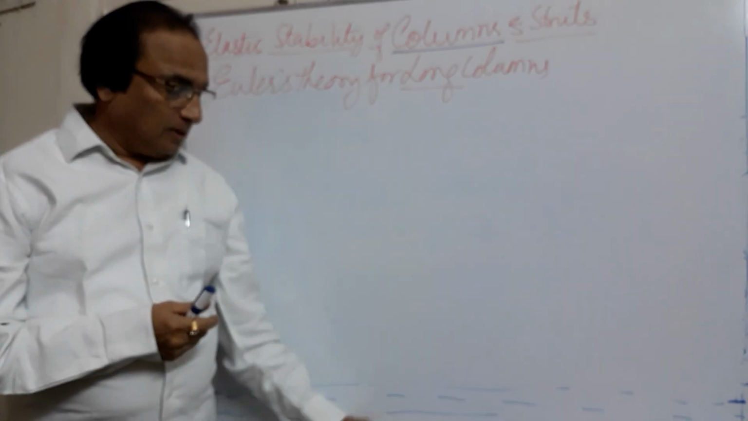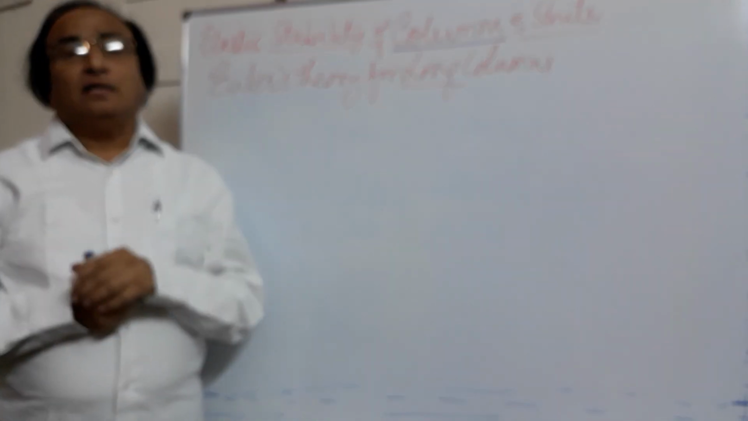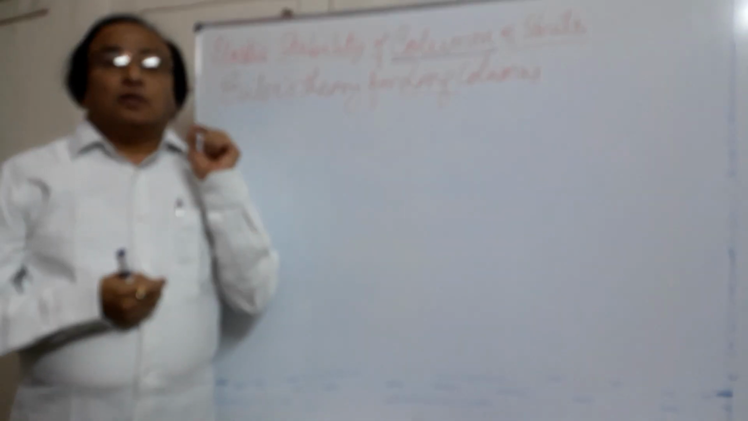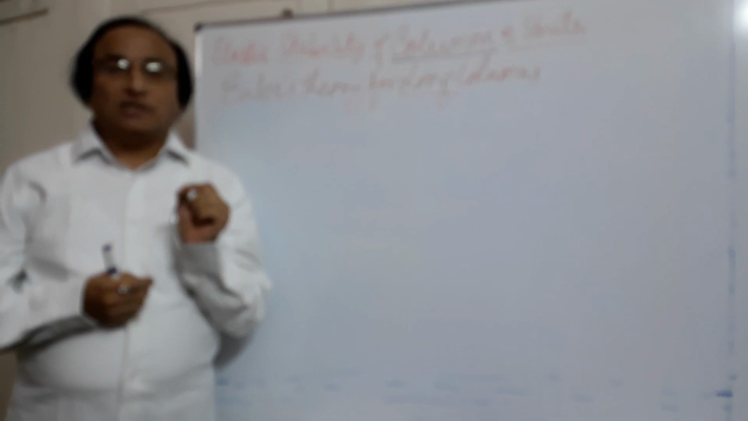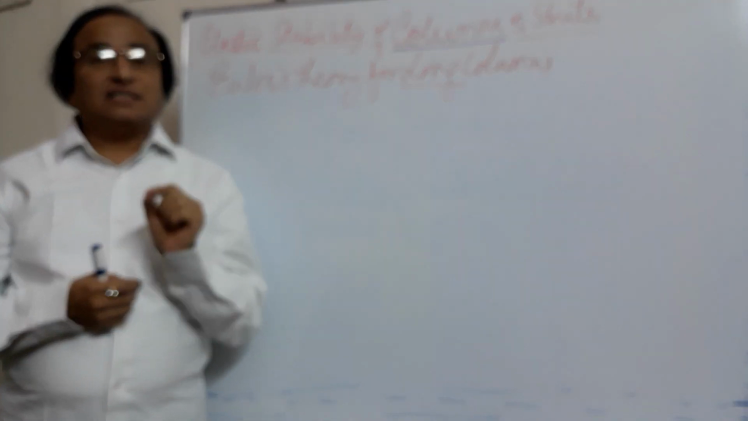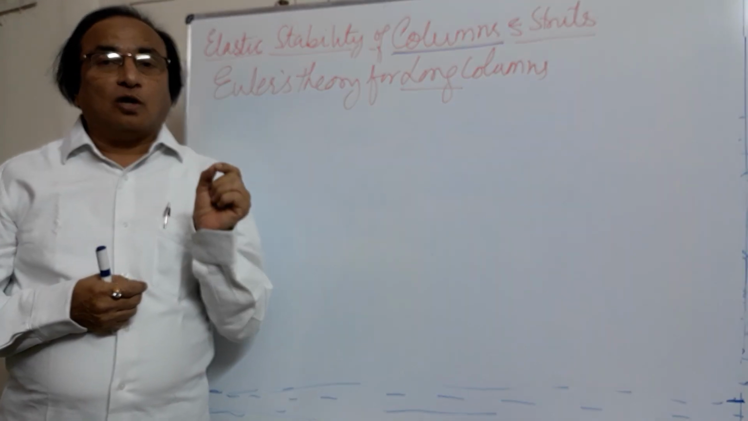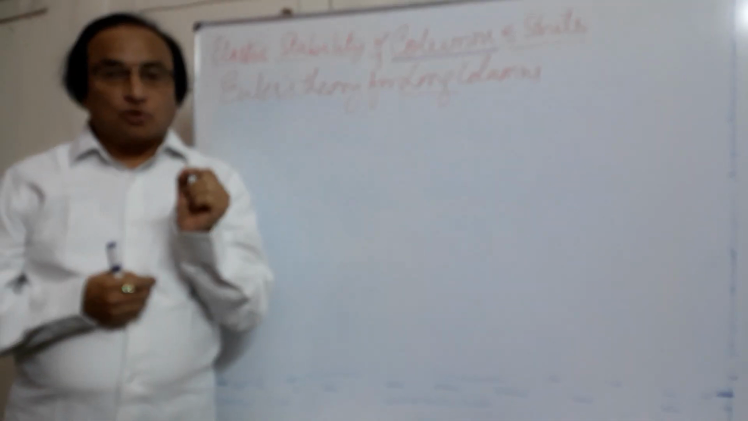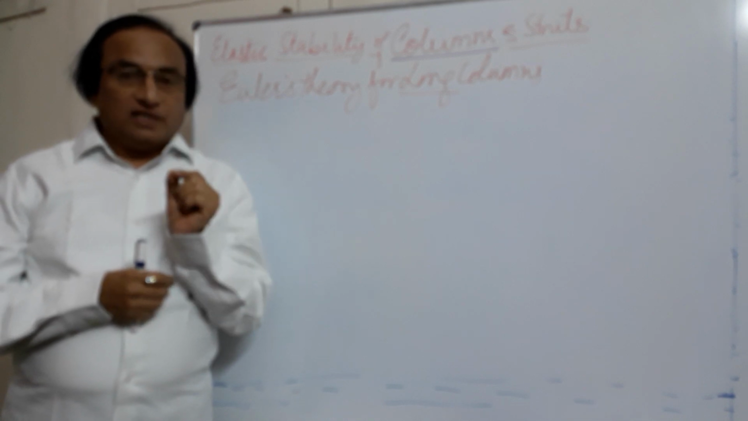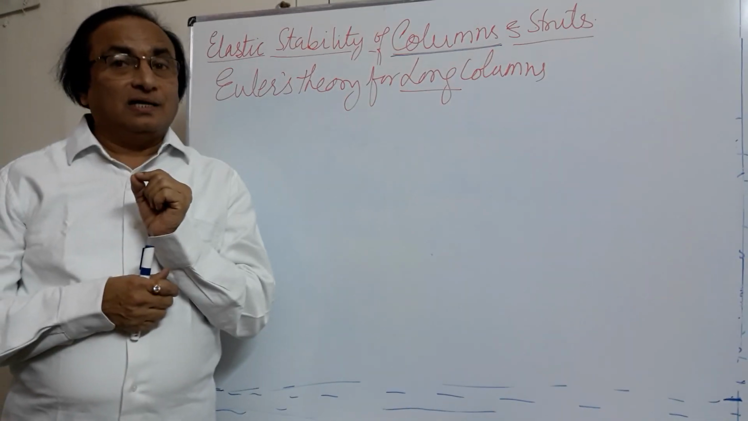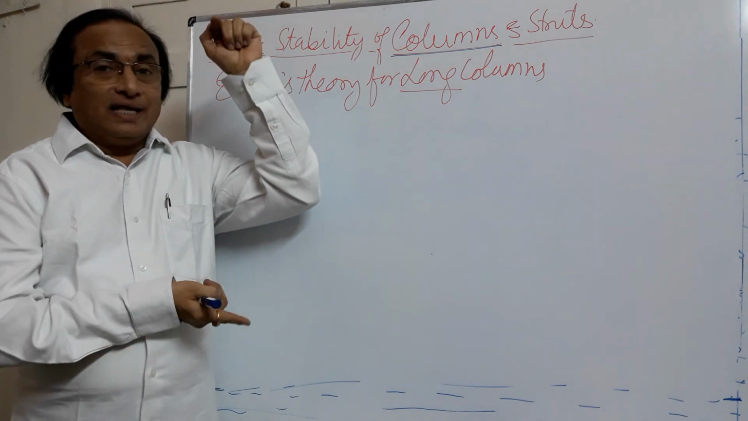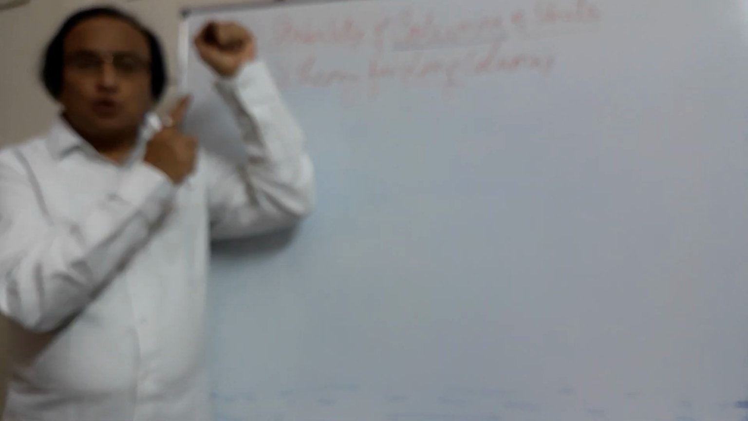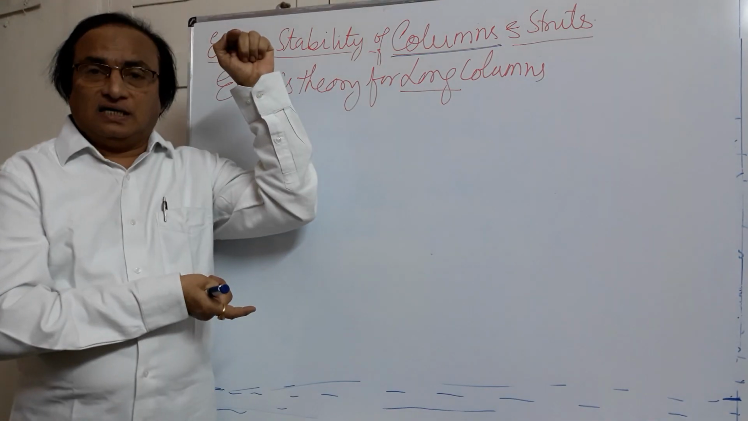He derived the formula based upon some assumptions. The material is homogeneous, isotropic, and it obeys Hooke's law, that is, stress is proportional to strain, within the elastic limit. So the column is elastic, obeys Hooke's law, and is homogeneous and isotropic. Second, the length of the column is very large compared to the lateral dimensions. Third, the columns are perfectly straight. There is no curvature in the column in the analysis.